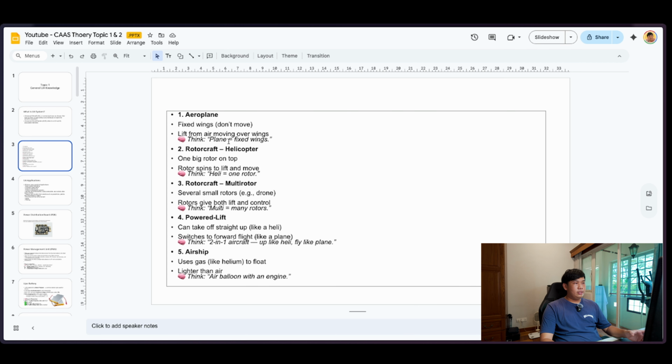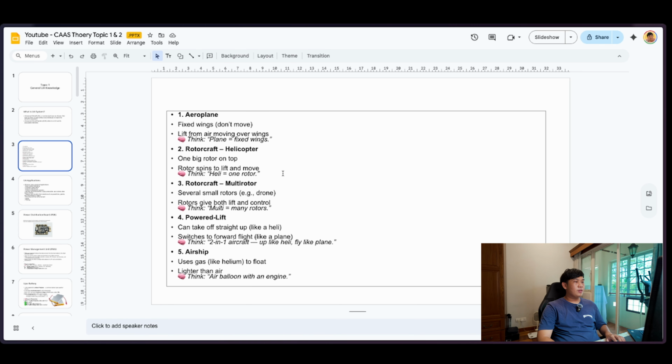Next slide, how do you remember this? Aeroplane is fixed wing. The wings don't move, meaning they don't come out. How do you remember this plane? It's a fixed wing. Very common sense. Rotorcraft is like a helicopter. It has one big rotor on top, and the rotor spins to lift and move. If you think about it, it's like a heli with one rotor.